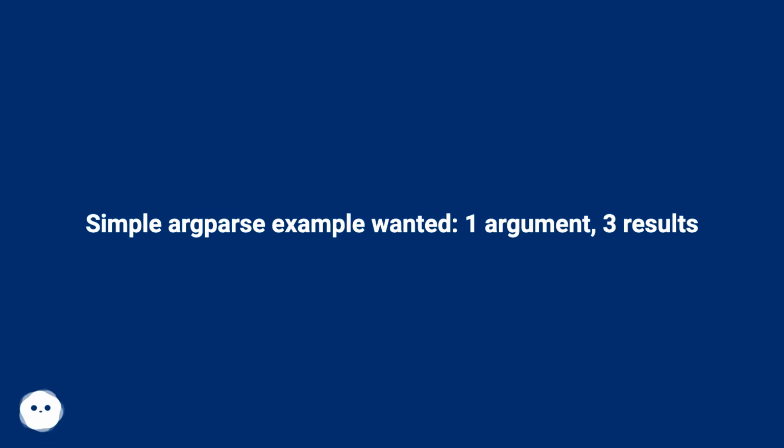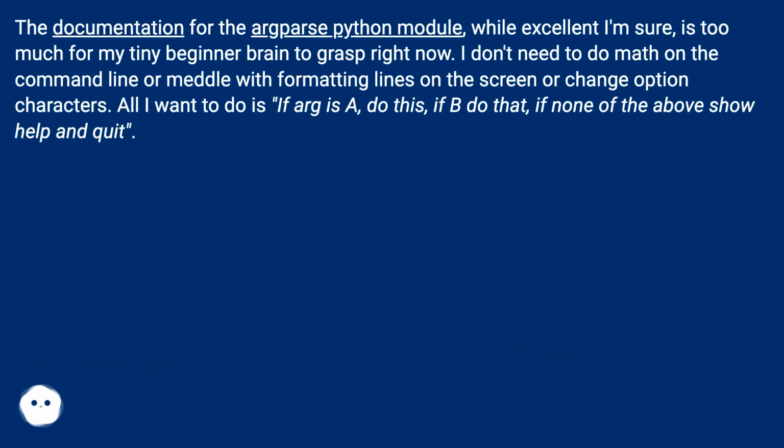Simple Argparse example wanted. 1 argument, 3 results. The documentation for the Argparse Python module, while excellent I'm sure, is too much for my tiny beginner brain to grasp right now. I don't need to do math on the command line or meddle with formatting lines on the screen or change option characters. All I want to do is, if Arg is A, do this, if B do that, if none of the above show help and quit.